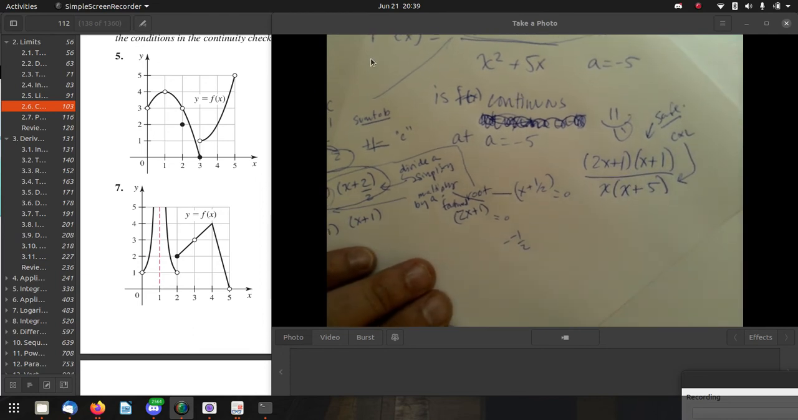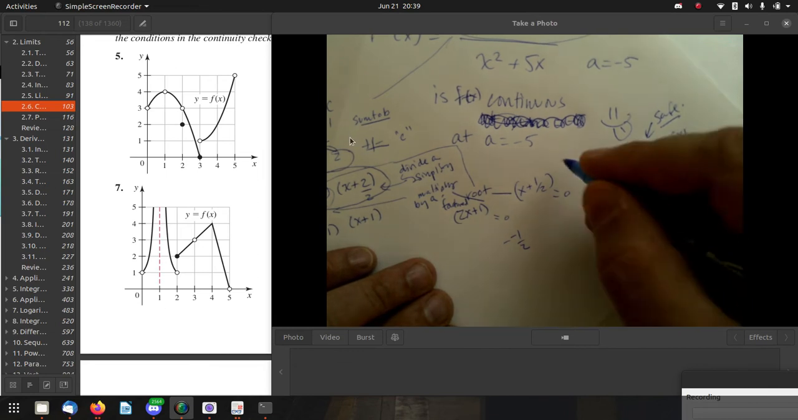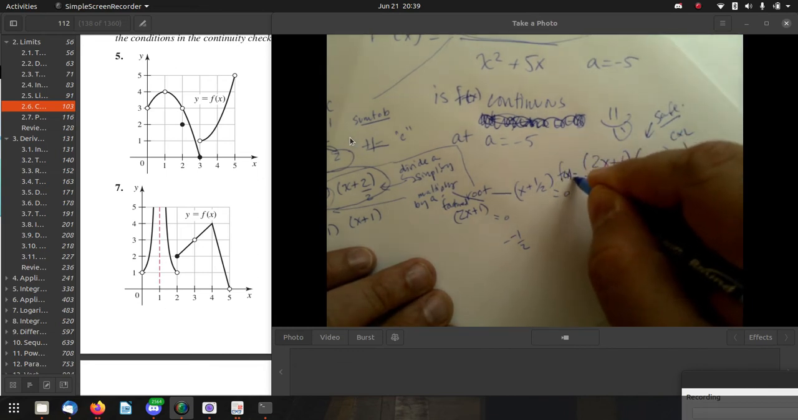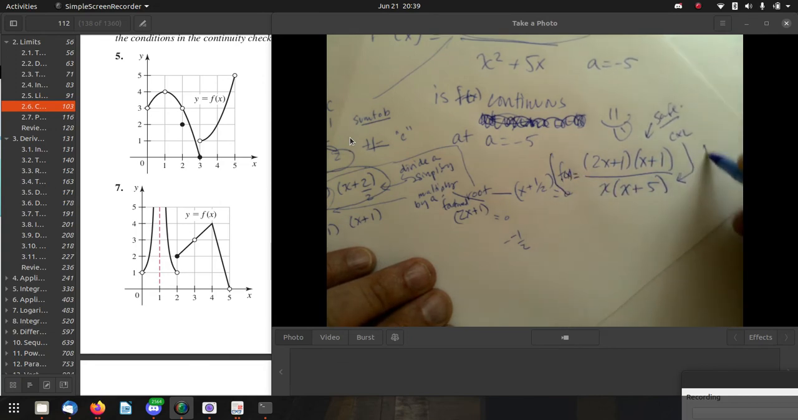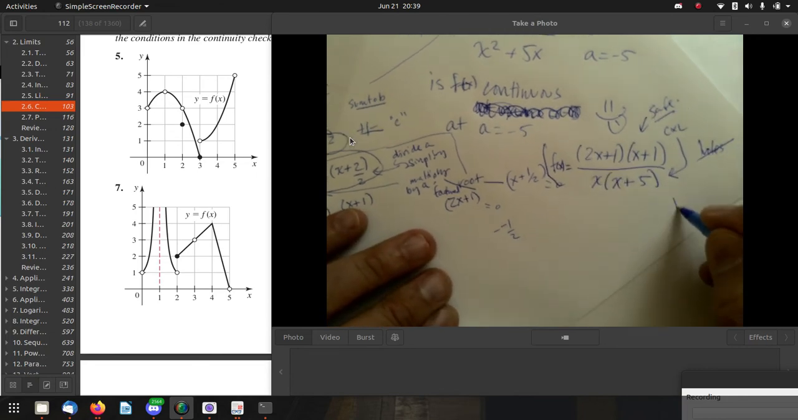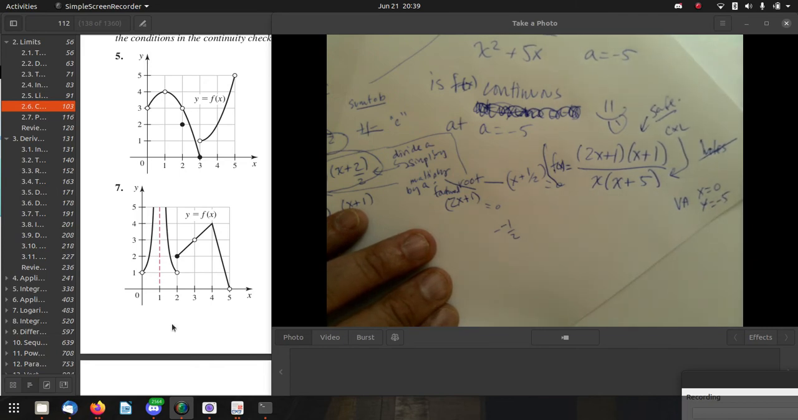And so I'm feeling pretty safe about making our conclusions about that. So again, the book kind of rushed on this problem, but you want to factor it here, make sure that there's no holes. I don't see any evidence of holes. I only see that there's a vertical asymptote at x equals 0 and at x equals -5. So pause the video now and make your conclusion, and I'll write up a new fresh page.